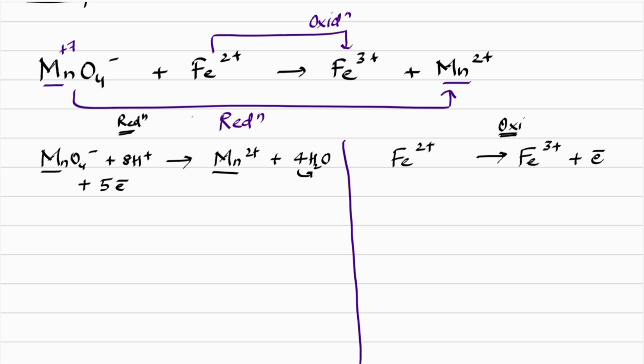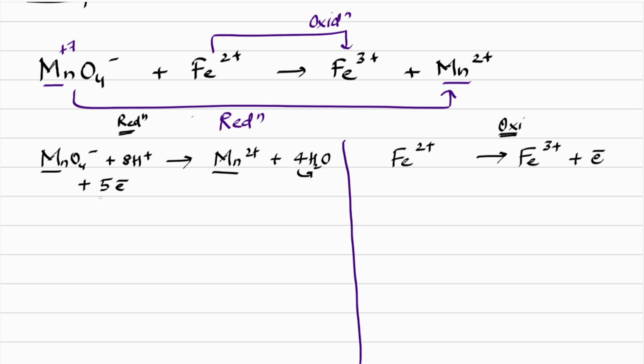Now right here you can get a clue that you're doing everything right. In one half reaction, you get to add electrons on the reactant side. In the other half reaction, you must get to add electrons on the product side, so that upon adding the half reactions, you can cancel out the electrons. But before that, we must make sure that the electrons are equal.